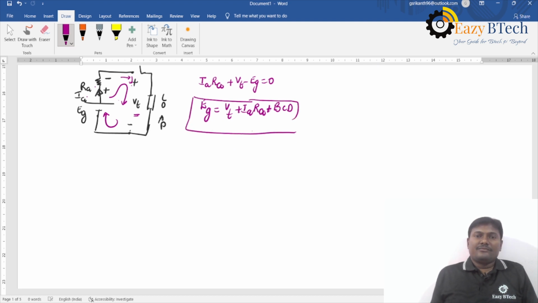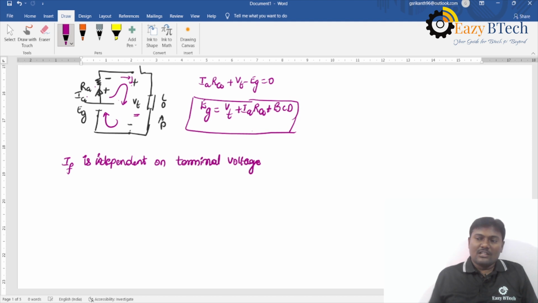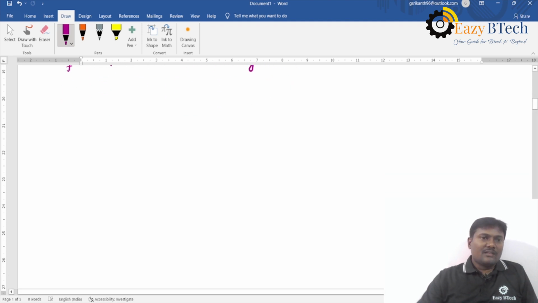The field winding current IF is independent of terminal voltage. So in this separately excited machine, the field current is independent of terminal voltage. You can remember, it is very important.